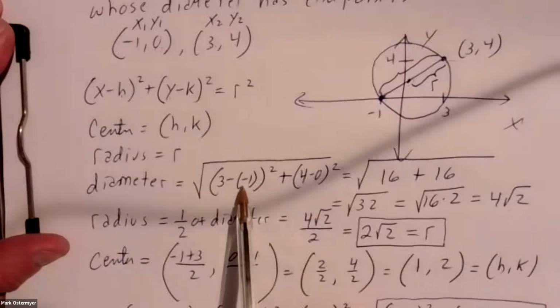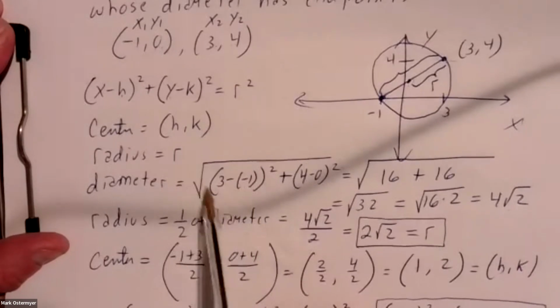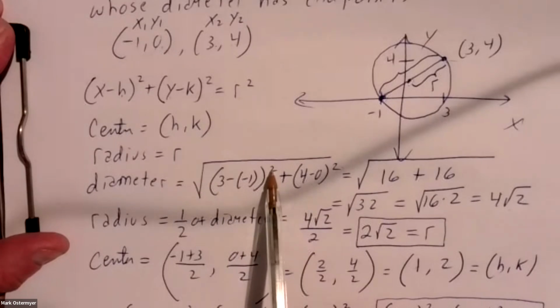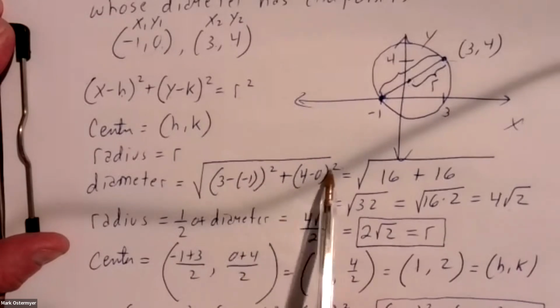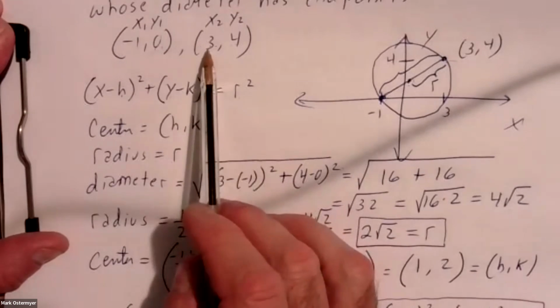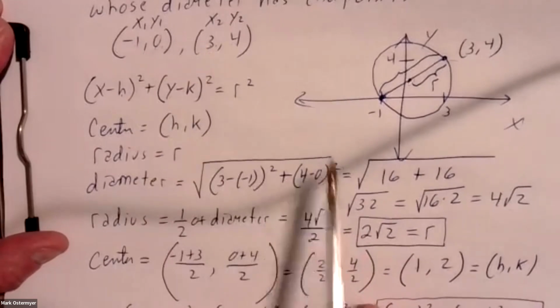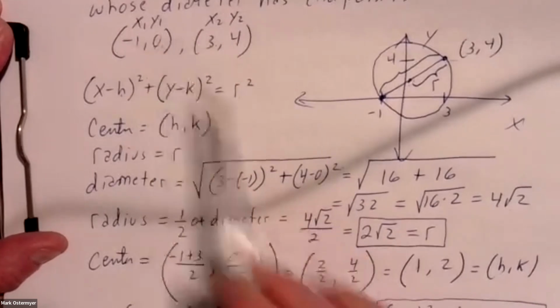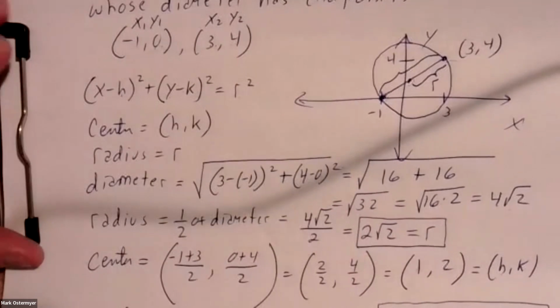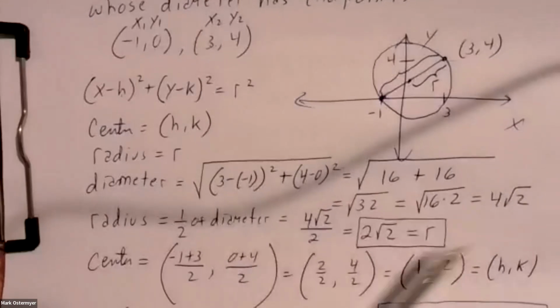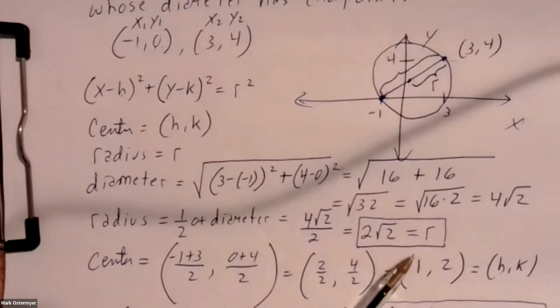And the distance formula says, again, we take the positive square root of the sum of the squares of the differences between the coordinates. So I take the square of the difference of the x coordinates, 3 minus a negative 1, plus the square of the difference of the y coordinates, 4 minus 0. All right. And then I got my diameter, and then I just took half of my diameter to generate my radius, because the radius is always half a diameter.